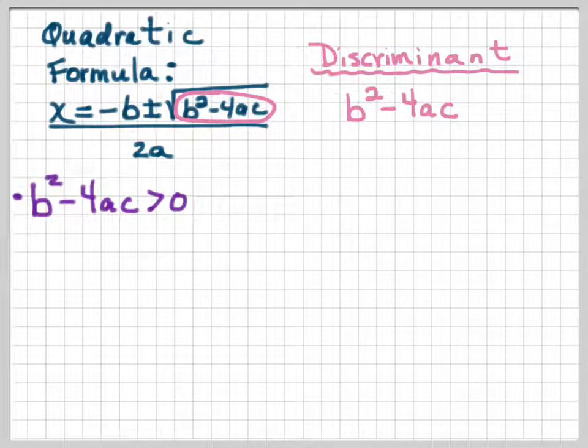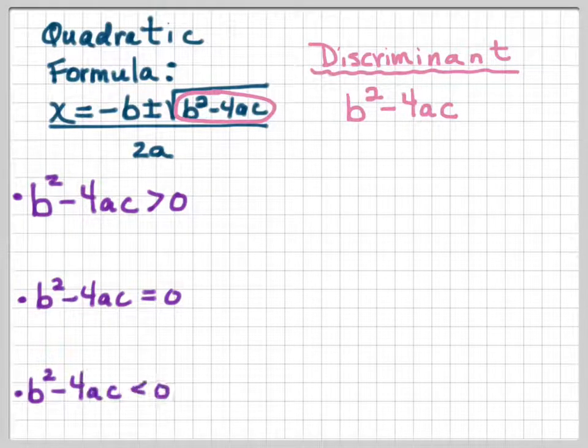So there are three possibilities. The discriminant can be positive, which means it's greater than 0. It can be equal to 0, or it can be less than 0, which means it's negative. Positive, negative, 0. Those are the three possibilities of what that value is.